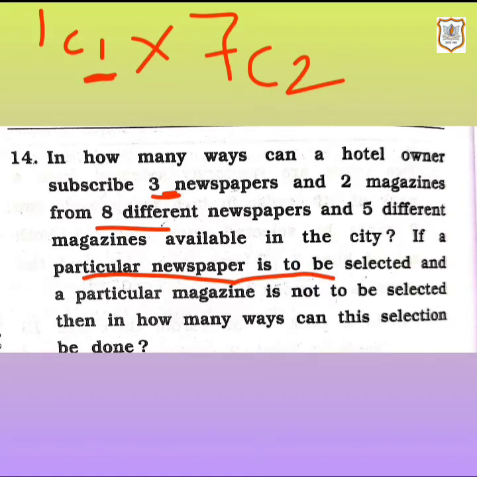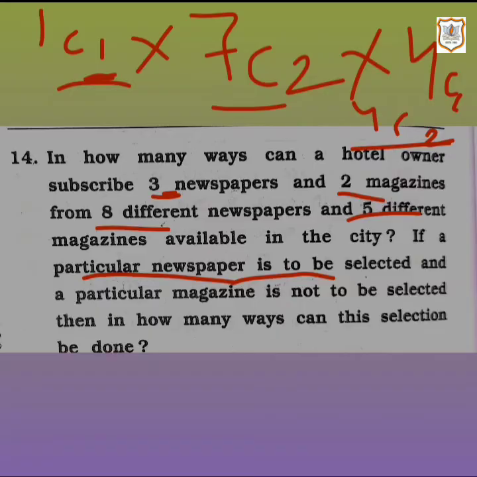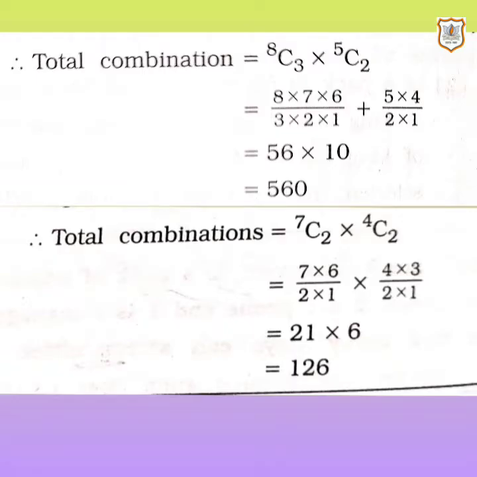Now for the magazines, we have total 5 magazines, and if one particular magazine is not to be selected, there will be remaining 4 magazines. And how many magazines we have to select? 2. So it will be 4C2. So this is the combination: 1C1 into 7C2 into 4C2. Let's solve the combinations. So these are the 2 combinations for the question 14.